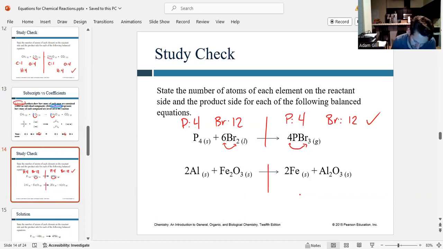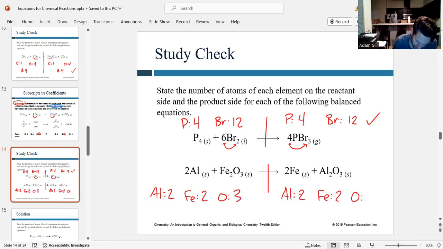Now on the bottom, let's take a look. We have aluminum, iron, and oxygen. So let's tally them up. I see 2 aluminums on the left, and on the right side, I see 2 aluminums. Now for iron, on the left side, I see 2 irons. On the right side, 2 irons. And oxygen, I have 3 on this side and 3 on that side, so everything's balanced.